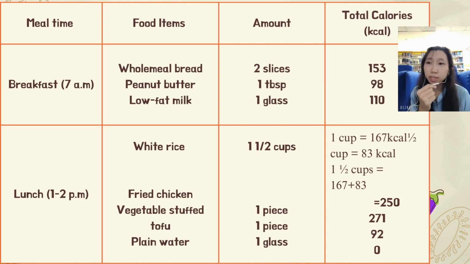Next, her lunch is around 1 to 2 p.m. She will take 1.5 cups of white rice, which is 250 calories, 1 piece of fried chicken, 1 piece of vegetable stuffed tofu, and 1 glass of plain water, which is 271 calories from the chicken, 992 from the tofu.